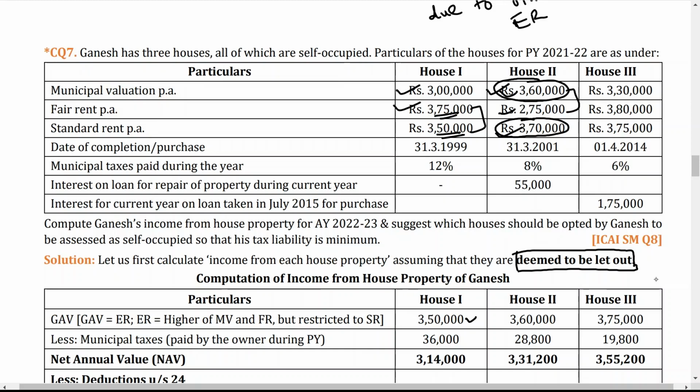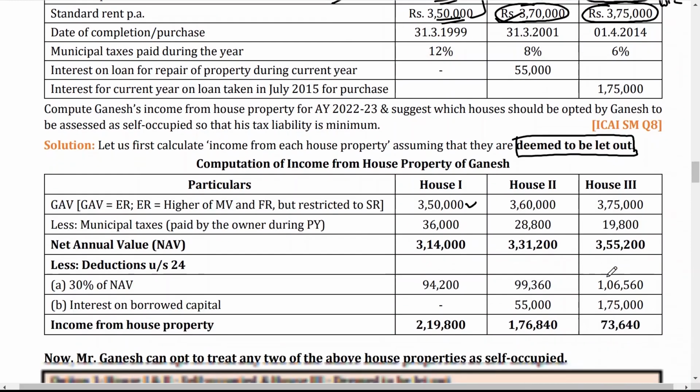Now third one, MV is 3,30,000, FR is 3,80,000. So you have to take higher value. So higher value is 3,80,000. Now you have to compare with SR 3,75,000. From these two you have to take whichever is lower. So 3,80,000 and 3,75,000, the answer is 3,75,000. So this is your ER for all the houses, and ER is equal to GAV. So your GAV is this.